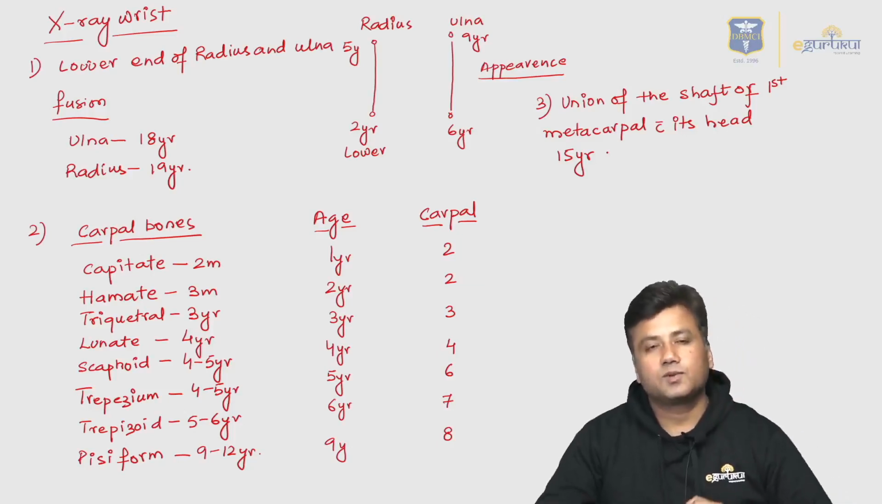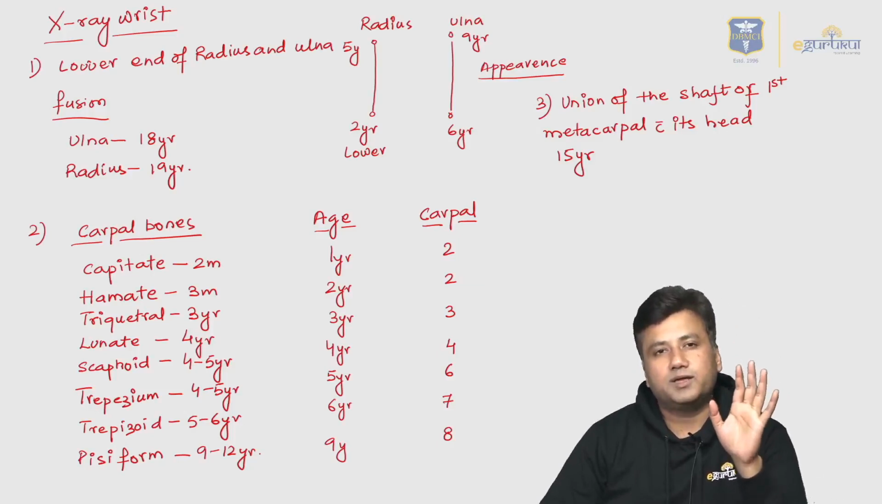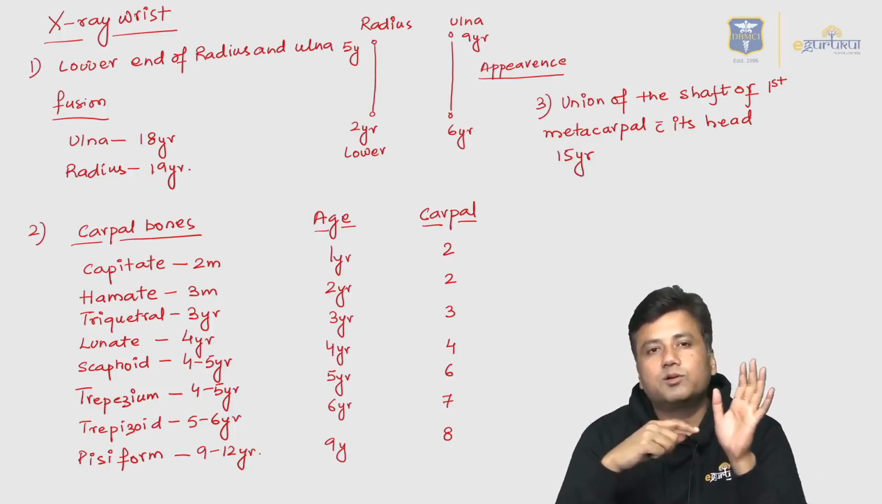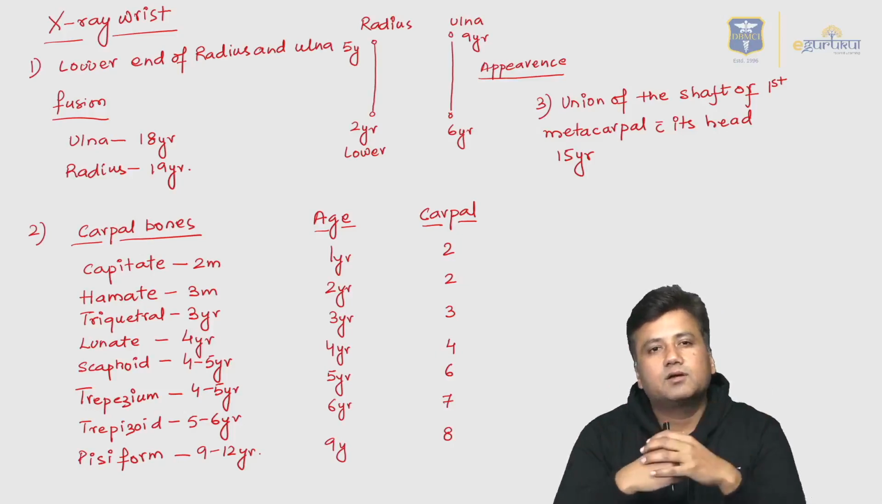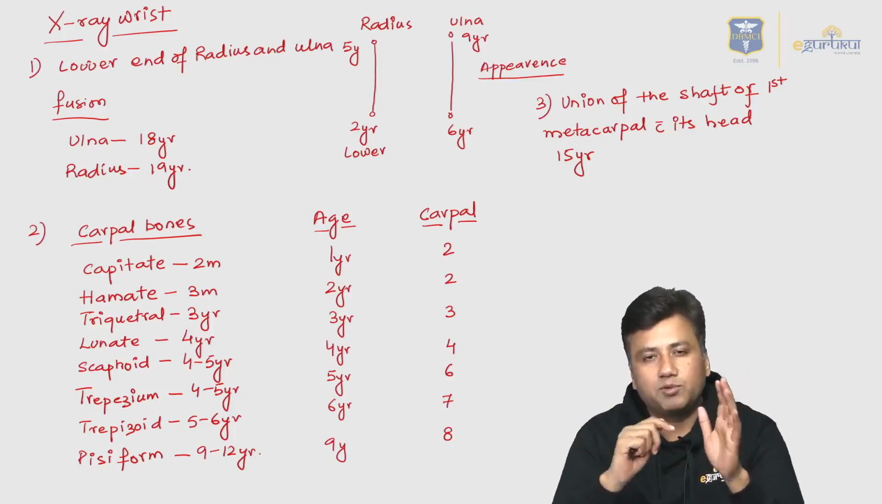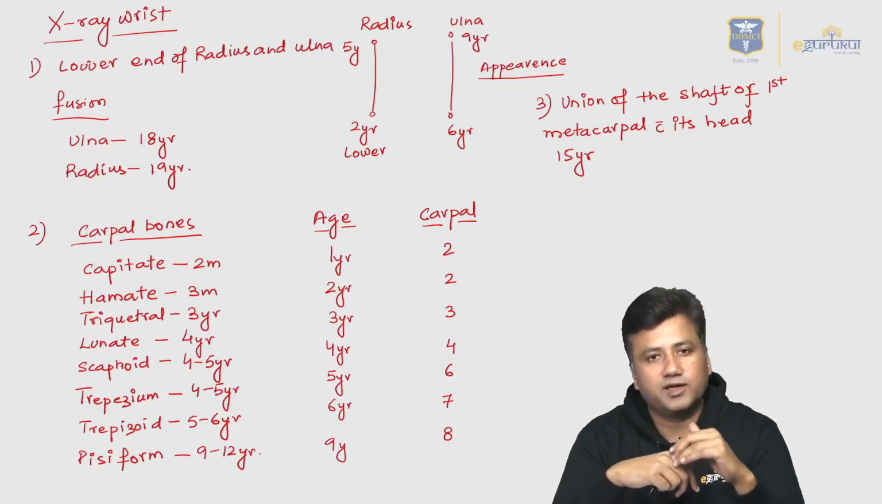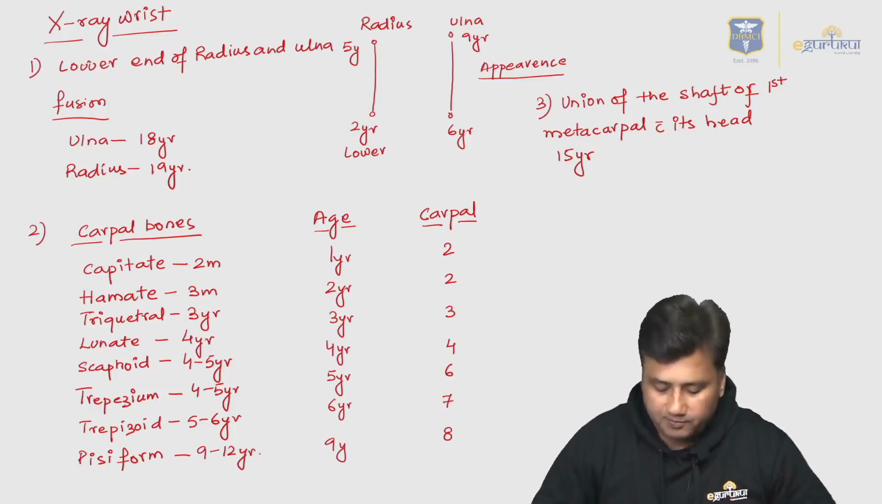15 years. If the first metacarpal's head or base is united with its shaft, so there is no epiphyseal gap, we would say that the person is more than 15, and if the union has not yet happened, we would say that the person is less than 15 years of age. With all this knowledge, let's come back to our picture now.